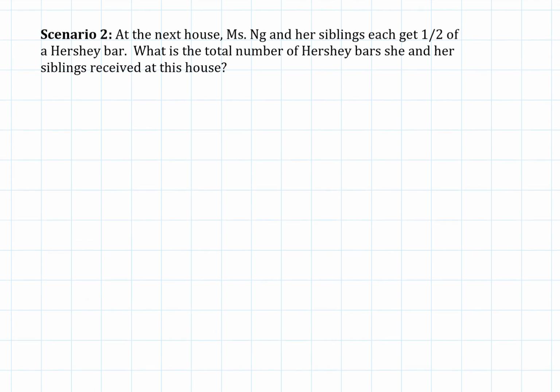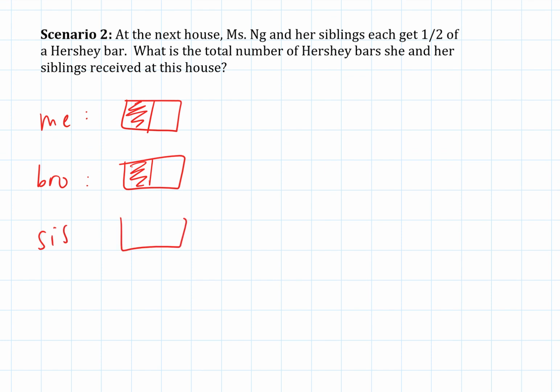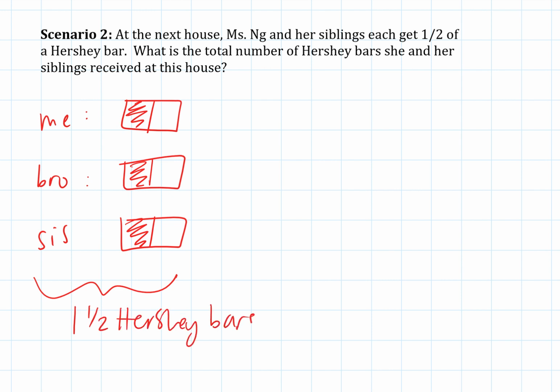Okay, well, at the next house, we each get half of a Hershey bar. So I get half of a Hershey bar. My brother gets half of a Hershey bar. My sister gets half of a Hershey bar. How many Hershey bars do we have in total? Well, 1/2 and 1/2 would make up a whole Hershey bar plus an extra half. So in total, we have 1½ Hershey bars. Algebraically, that would look like 1/2 plus 1/2 plus 1/2 is 1½ Hershey bars. Or you could say it would be 3 people who each get half a Hershey bar, gives you 1½ total Hershey bars. Interesting.